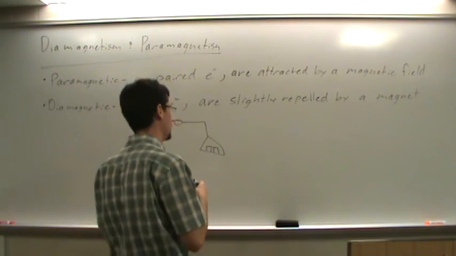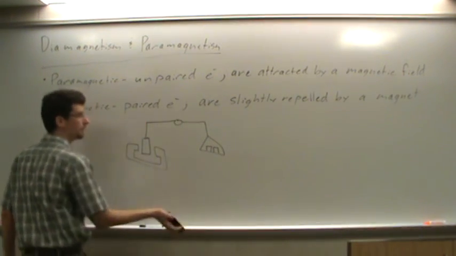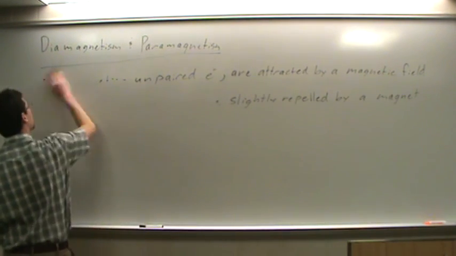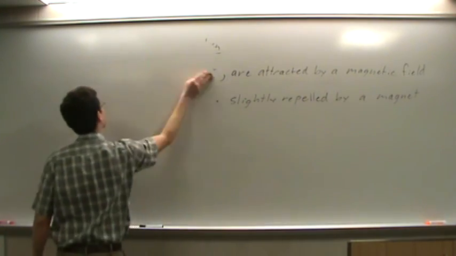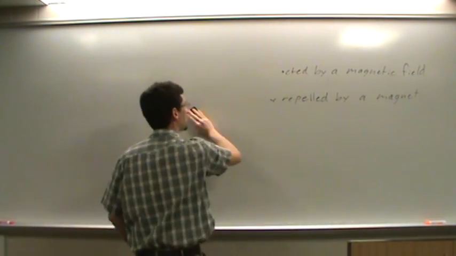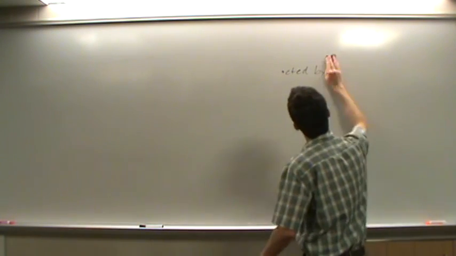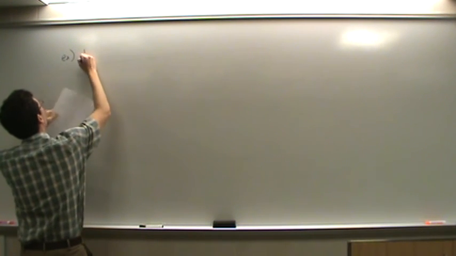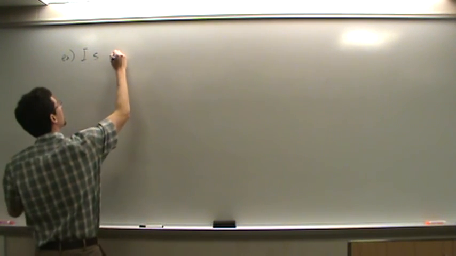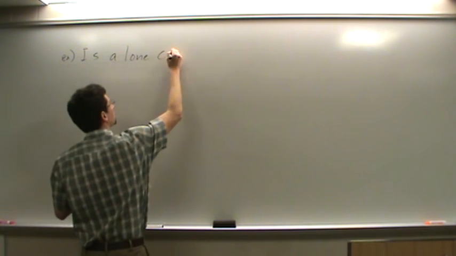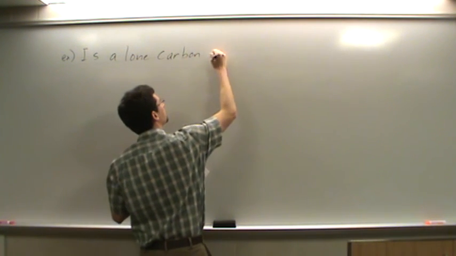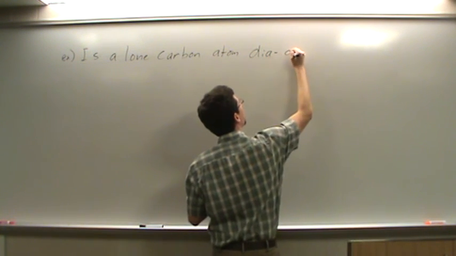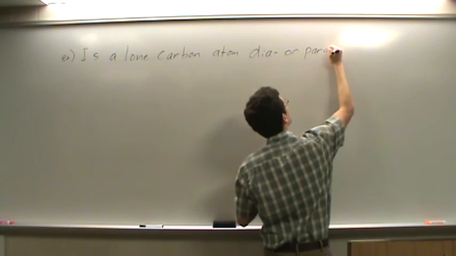So we're going to ask the following then. We're going to go through two examples on two atoms. We're first going to look at carbon. We're going to figure out if carbon is diamagnetic or paramagnetic, and then we're going to consider zinc. So let's look at example one: a lone carbon atom. Dia or para? Magnetic.